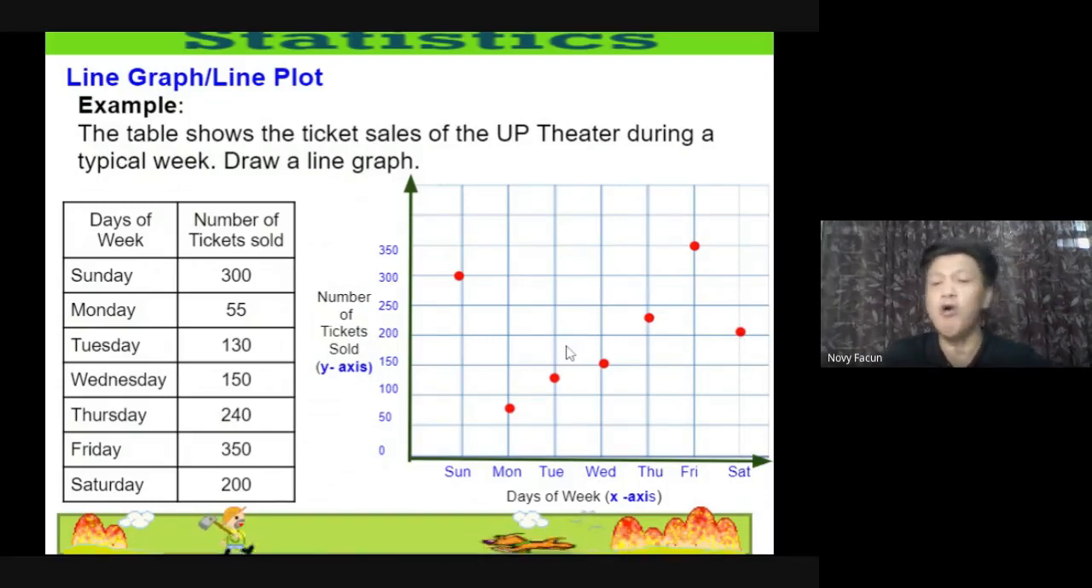Then connect each of those dots. They need to be consecutive, adjacent. So let's connect them, also this one, until you finish. Then we can now see trends, right? Rising and falling are what we call changes of trends over a period of time, the increase and decrease. We can now interpret the summary of data.